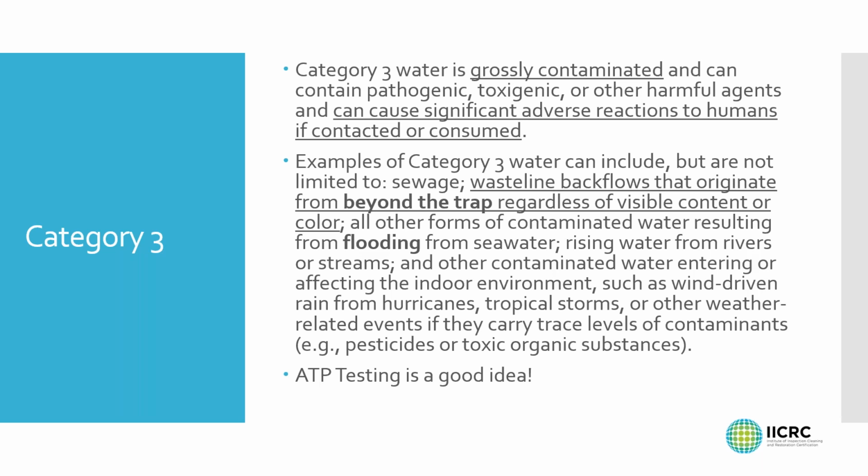That's very important because we've had other people, adjusters, third-party administrators say, well, that came out of a floor drain and it's clear water, so even though there's 50 gallons that came out of there, it's really a category 2 because it's clear water. Understand, whenever it comes from beyond the trap, regardless of color or content that's visible, it's going to be a category 3. And then flooding is the other example of this.